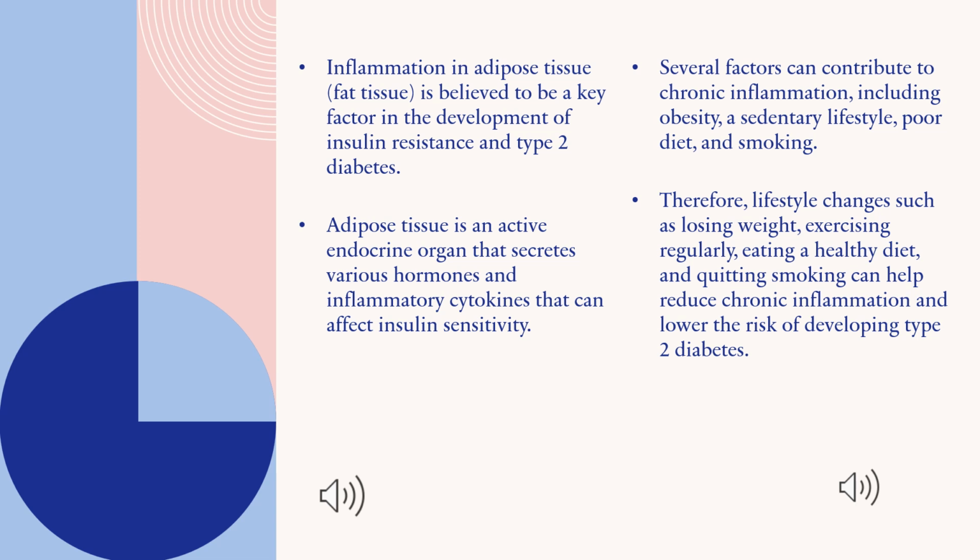Some examples of factors that can cause chronic inflammation include obesity, having an inactive lifestyle, poor diet, and also smoking. Adopting lifestyles such as losing weight, exercising regularly, maintaining a healthy diet, and quitting smoking may help to reduce chronic inflammation and lower the risk of developing type 2 diabetes.